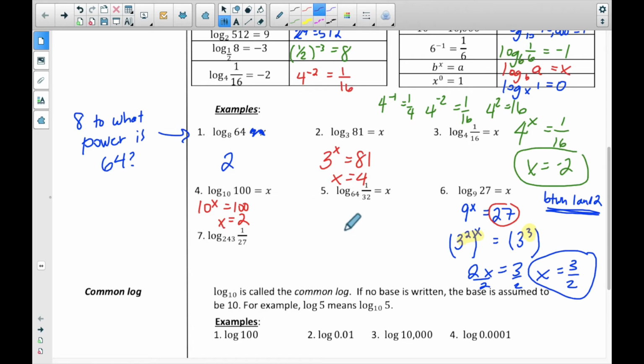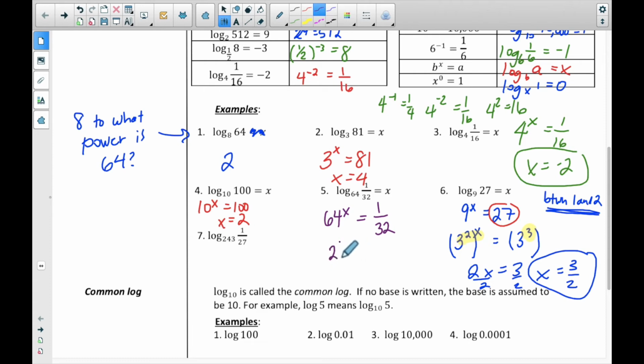All right, number 5. Log base 64 of 1 over 32 is x. Let's convert it to an exponent. 64 to the x power is 1 over 32. 32 and 64 are really similar, right? 32 times 2 is 64. But we don't want times, we want powers. So what base could we have that we could take to a power? The number that I'm thinking of is 2.